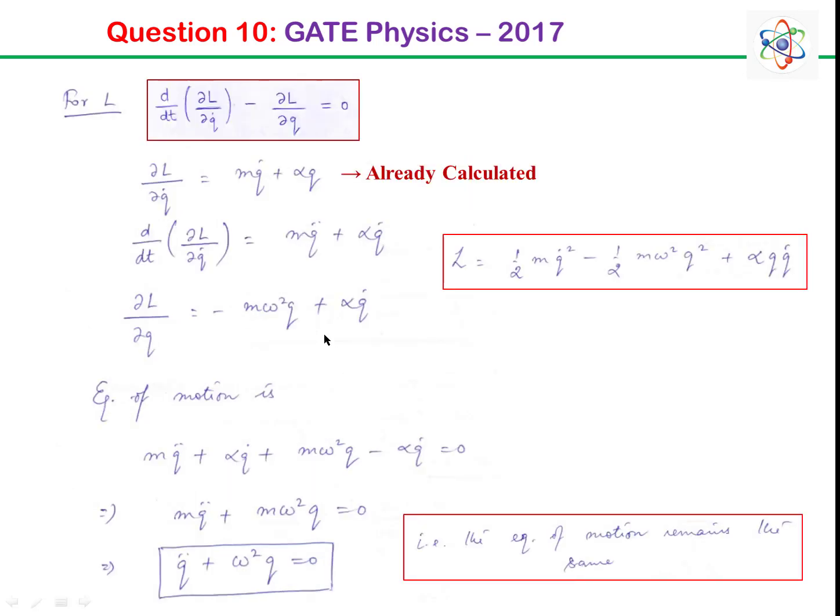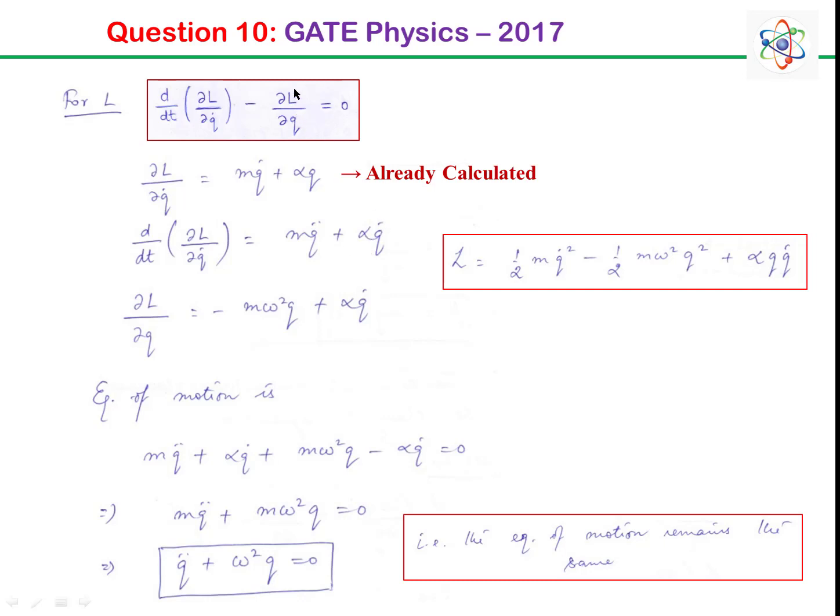Now let us see what is the equation of motion for L. For this Lagrangian, the equation of motion looks like this. We have already obtained ∂L/∂q dot, and that was m q dot plus alpha q. So we can get this first term by differentiating this with respect to t once. So I differentiate that, and I get m q double dot plus alpha q dot. So the first term is this.